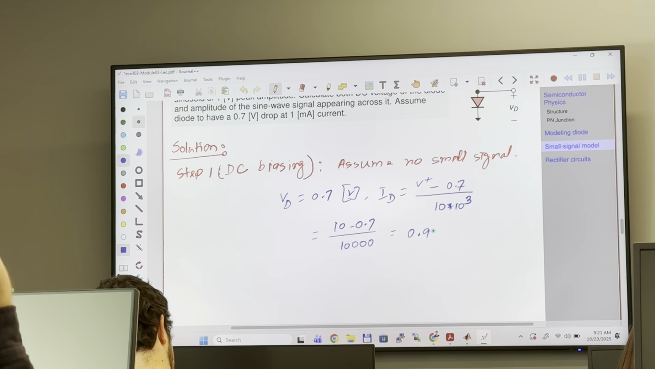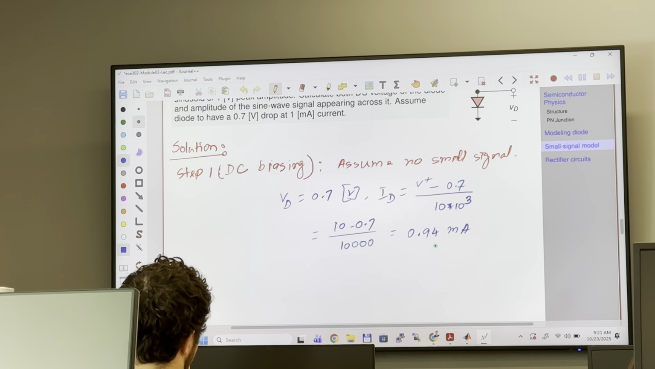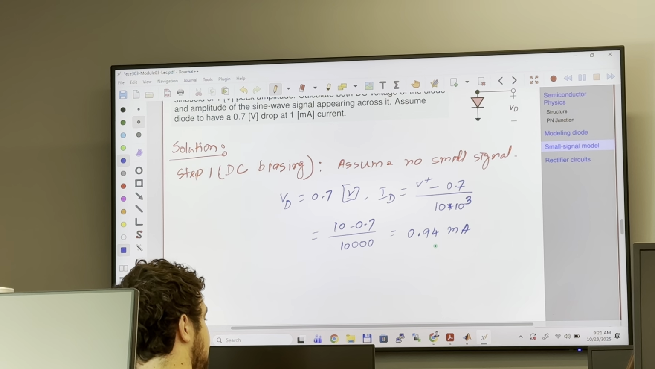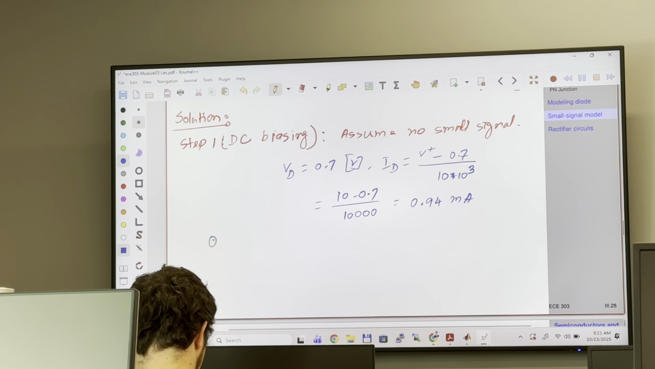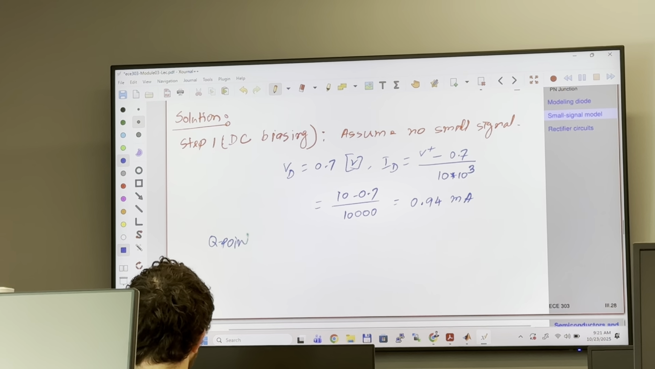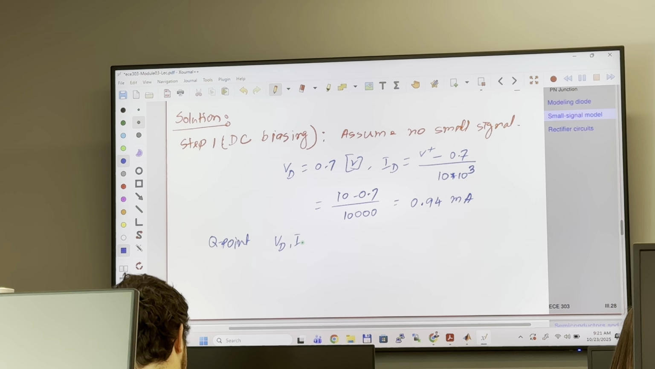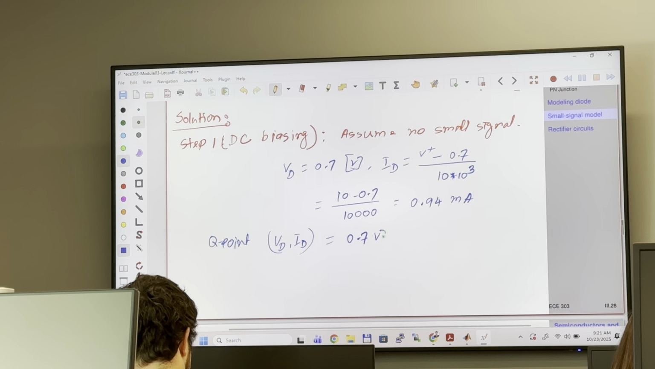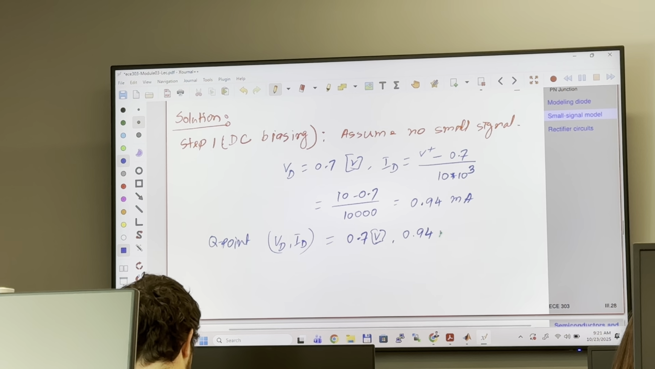0.94 milliamp. Millions, okay, 0.94 milliampere. So we now know the operating point. The key point here is VD = 0.7 volt, ID = 0.94 milliampere. Don't forget the unit.